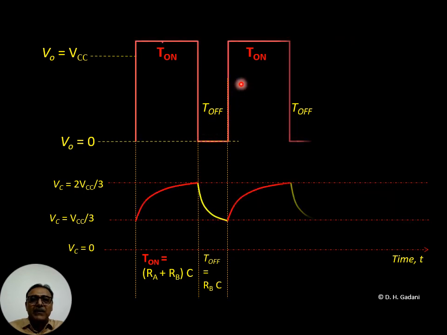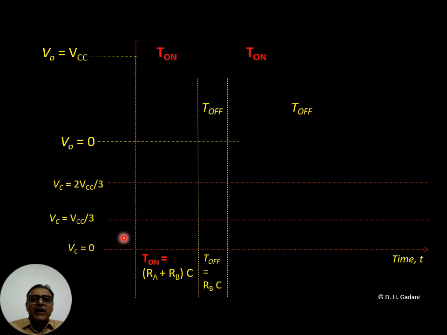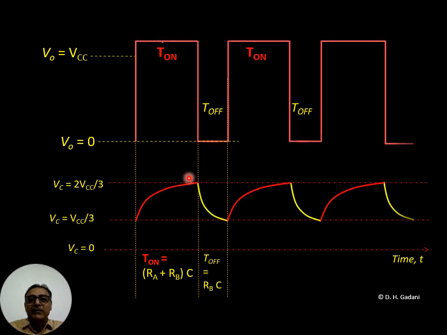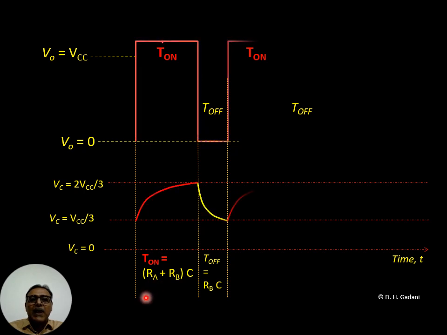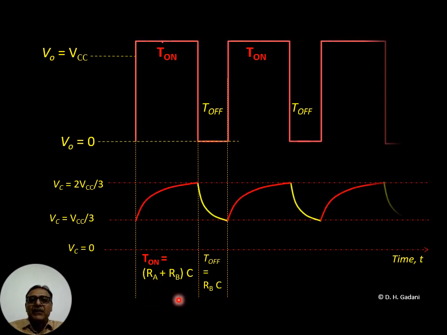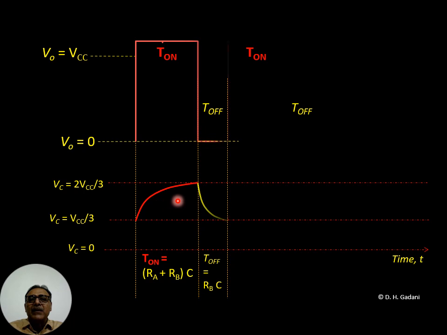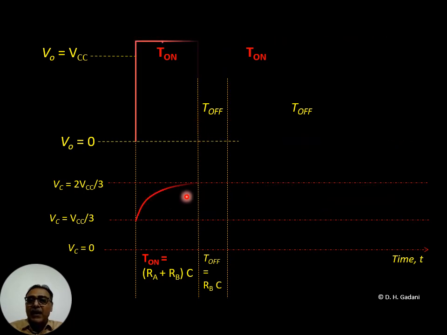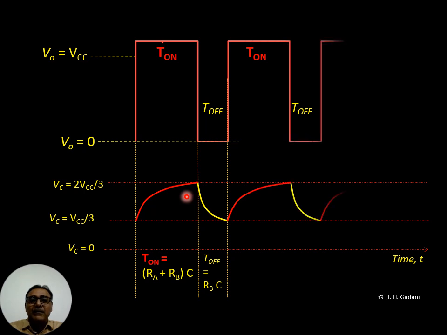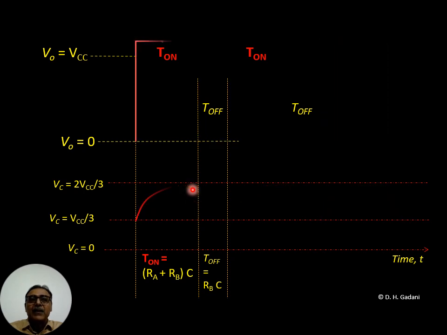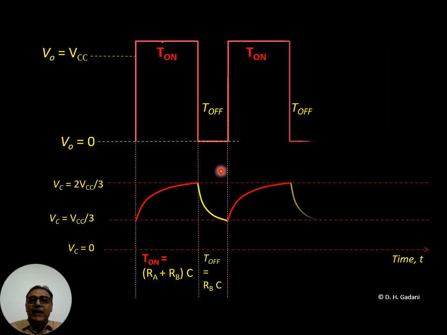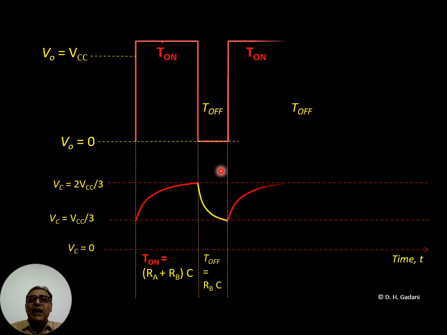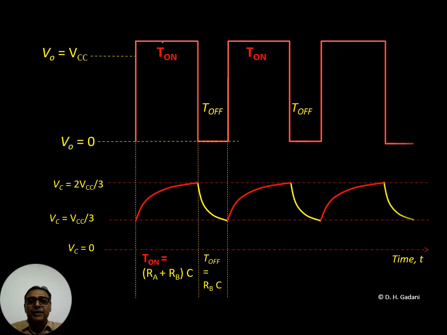at pin number 3. When the capacitor C is charging from VCC by 3 to 2 VCC by 3 through RA and RB, then the charging time is decided by the resistors RA, RB and C. Whereas when the capacitor is discharging through RB, at that time the discharging time is decided only by RB and C.